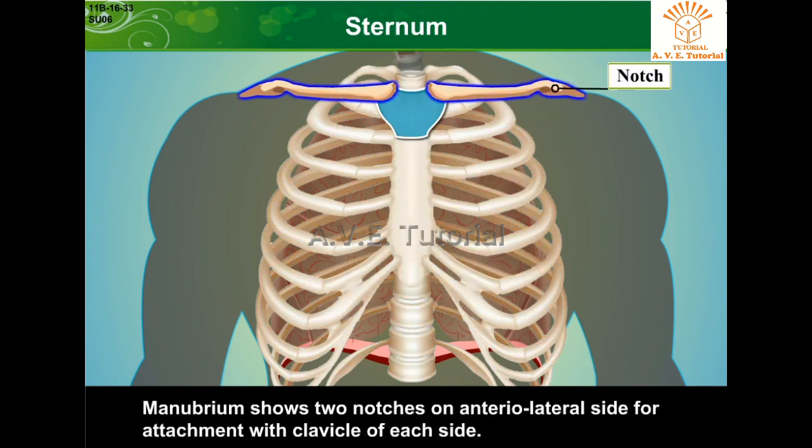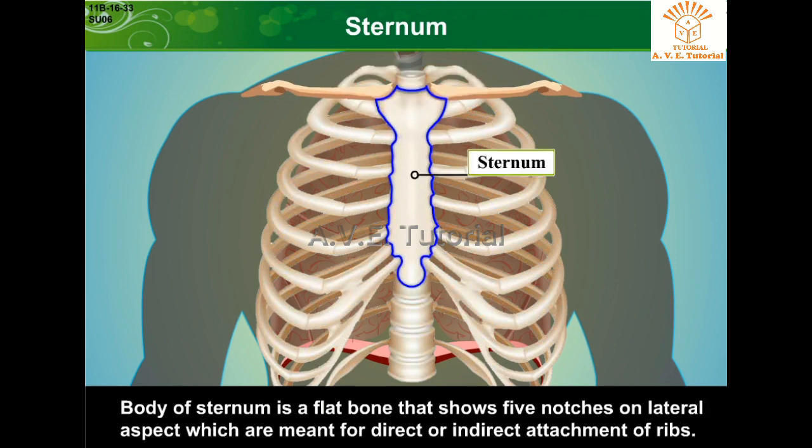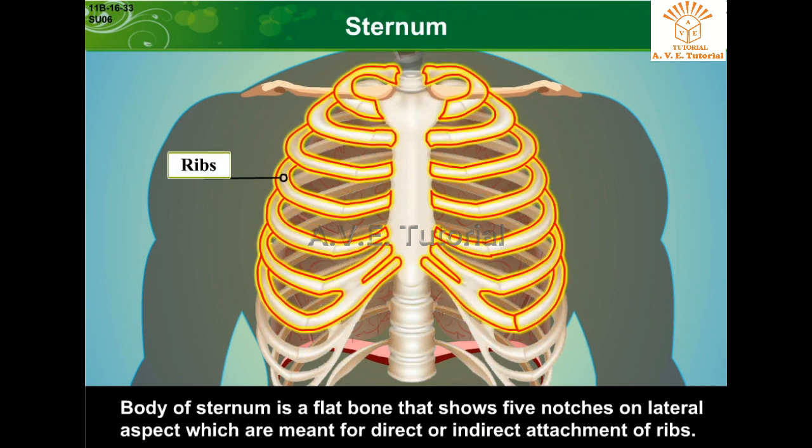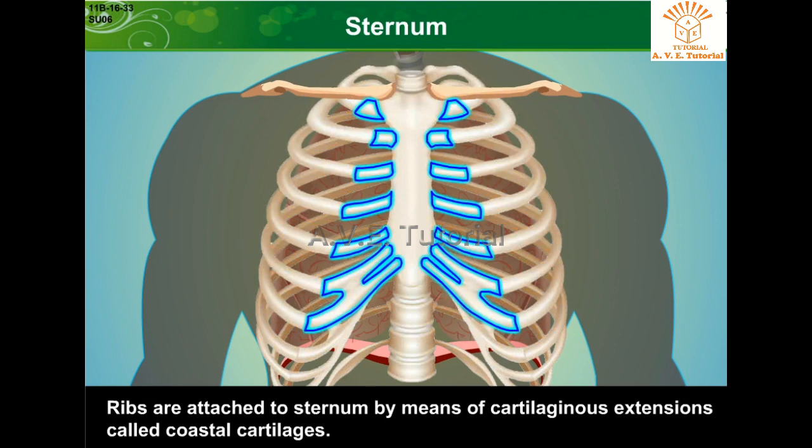Manubrium shows two notches on anterior lateral side for attachment with clavicle of each side. It also shows two notches on each of the lateral side for attachment of first two pairs of ribs. Body of sternum is a flat bone that shows 5 notches on lateral aspect, which are meant for direct or indirect attachment of ribs. Ribs are attached to sternum by means of cartilaginous extensions called costal cartilages.